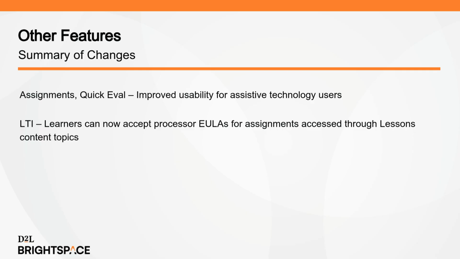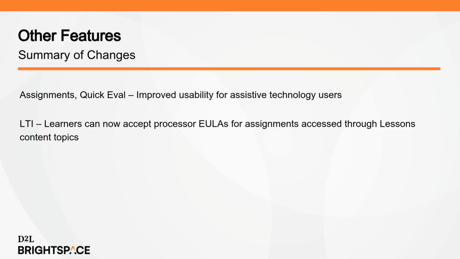Finally, let's take a quick look at the other features for this month's release. When reviewing learner work in Assignments and Quick Eval, the Assignment Submissions page, Quick Eval Submissions, and Activities view now include improved screen reader support, such as accessible drop-down menu labels and spoken search result counts, making it easier for instructors using assistive technologies to understand and navigate results, and this update is enabled automatically for all clients.